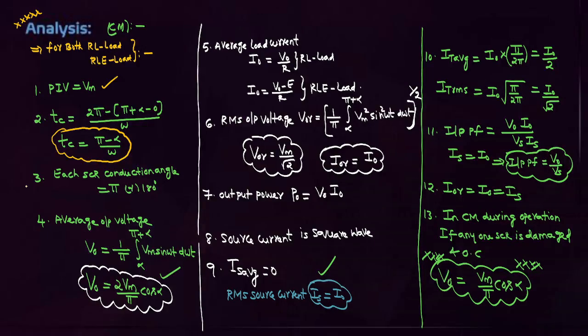How much angle will each SCR conduct? Without freewheeling diode, each SCR conduction angle is 180 degrees. But with freewheeling diode, each SCR conduction angle is 180 minus alpha. That you will see later on.